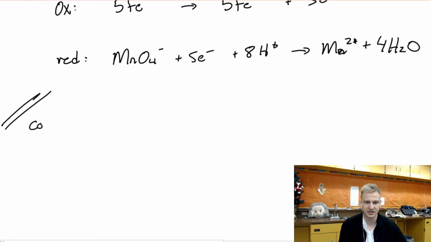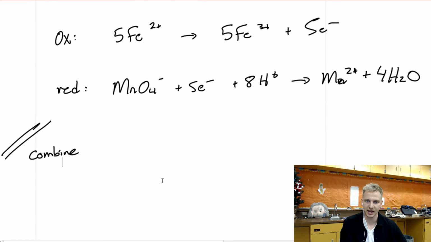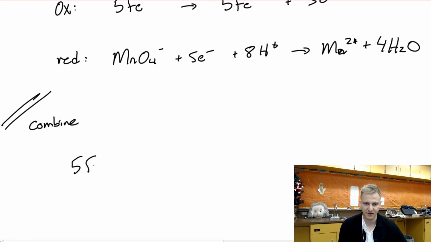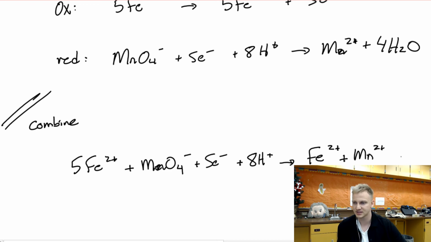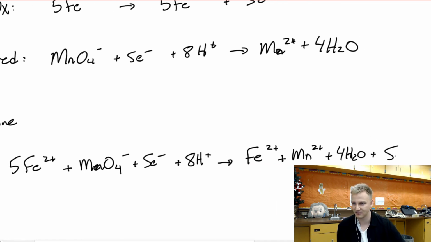And so now we're at the stage where we've got both of those balanced, and all we want to do is combine them. And so what we end up with is 5 Fe2+ on the left, we have an MnO4-, we have 5 electrons, we have 8 hydrogens. And those are all going to react to produce our Fe3+, our Mn2+, our 4 H2Os, and also now our 5 electrons.